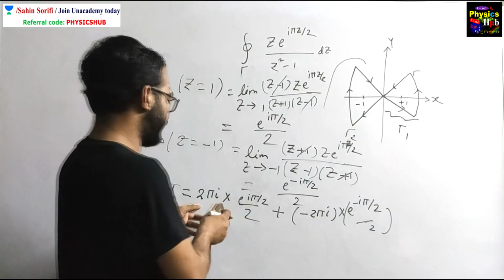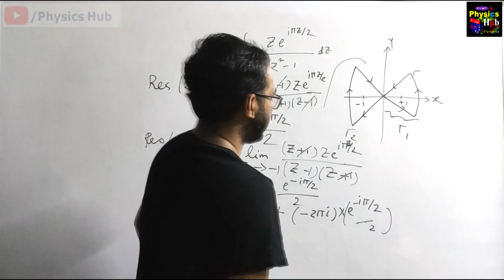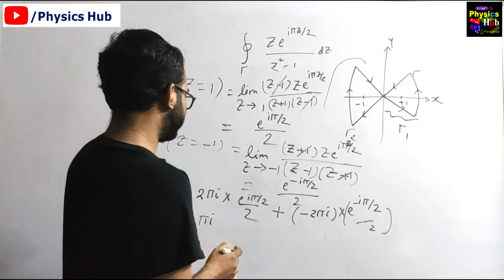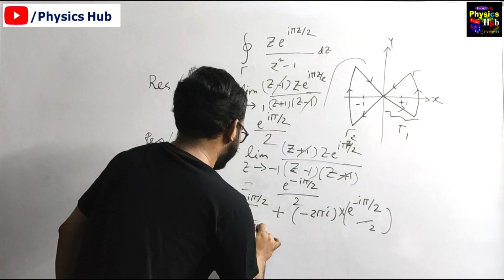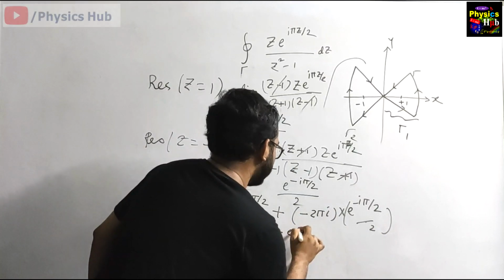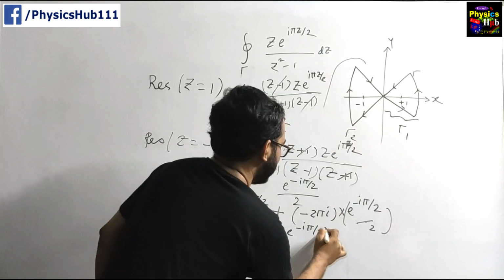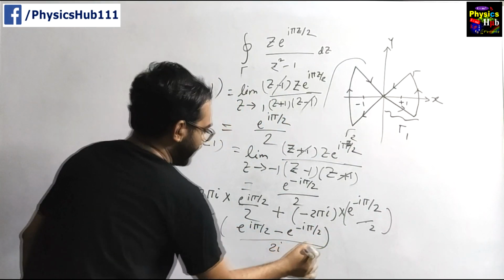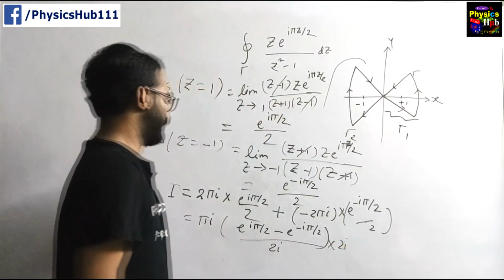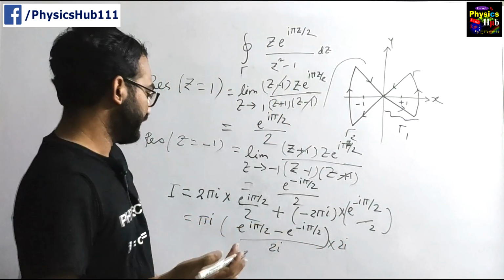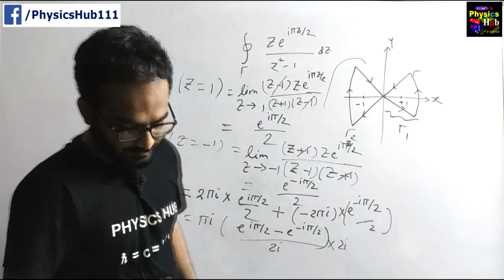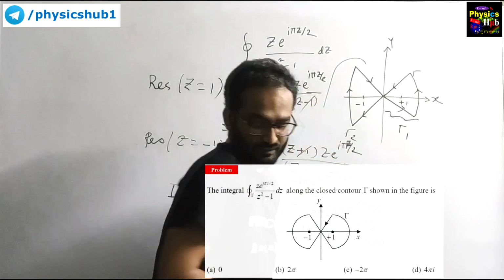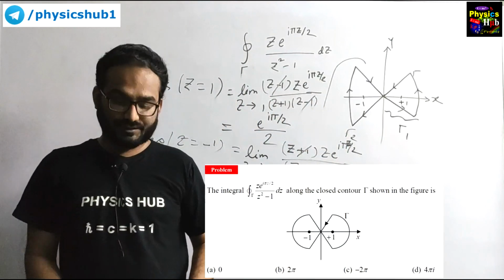If you take pi i common, what will you get? e to the power i pi by 2 minus e to the power minus i pi by 2. Now to make it sine, we have to divide by 2i and multiply by 2i. This will become sin pi by 2, which is 1. So this will become 2 pi i square, so basically minus 2 pi, which correctly matches option C.